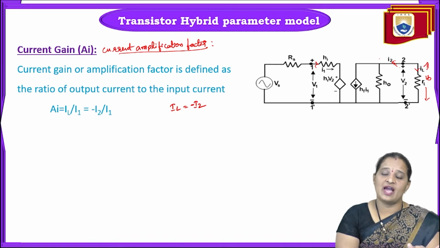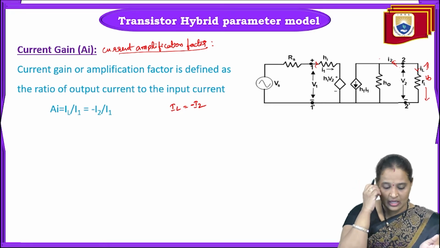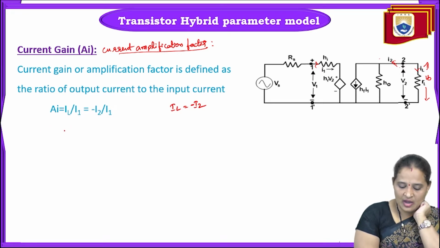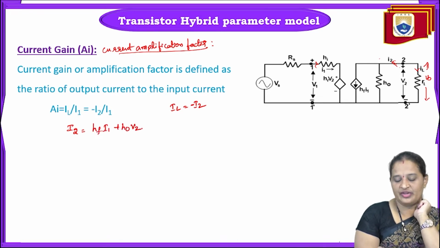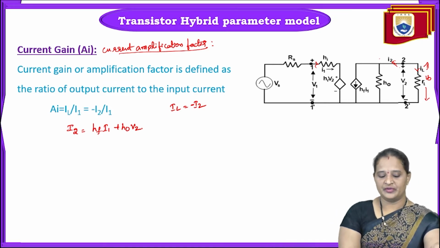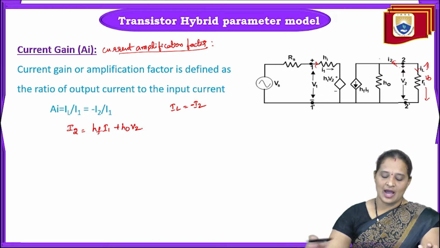Now I want to derive a mathematical expression for current gain in terms of H parameters. For that, we have the output equation, I2 is equal to HF into I1 plus HO into V2, right? So now here what I want to do is substitute.